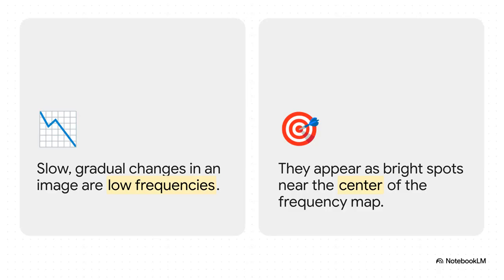So, what are these maps actually showing us? Let's take something super simple, like a smooth gradient. Look at its frequency map. It's just one bright dot right there in the middle. This tells us something really important: that slow, gradual changes in a picture are what we call low frequencies, and they always hang out right in the center of the map.